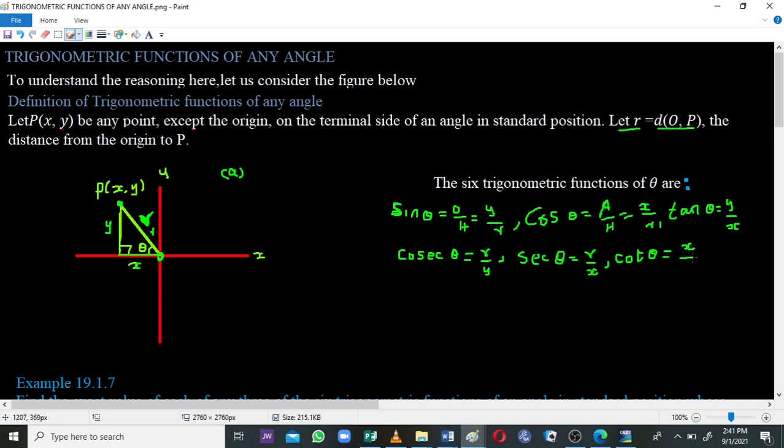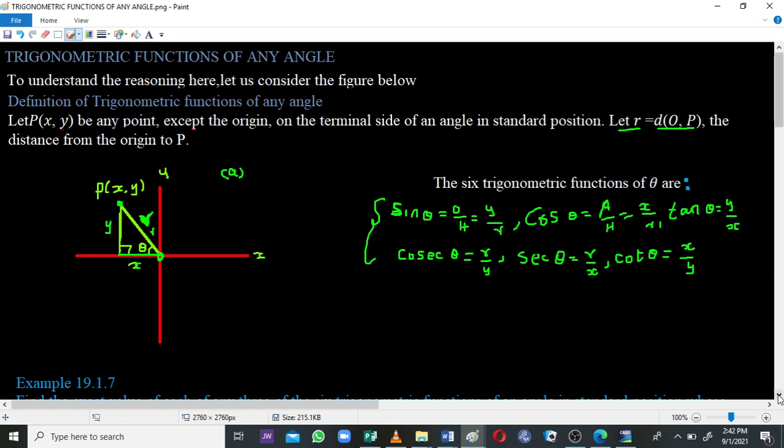Now I want you to note something. Cosecant is the reciprocal of sine theta. Sine theta is y over r, and cosecant theta is equal to r over y. Hence, cosec theta is the reciprocal of sine theta. The same thing applies to cos and secant, tangent and cotangent.